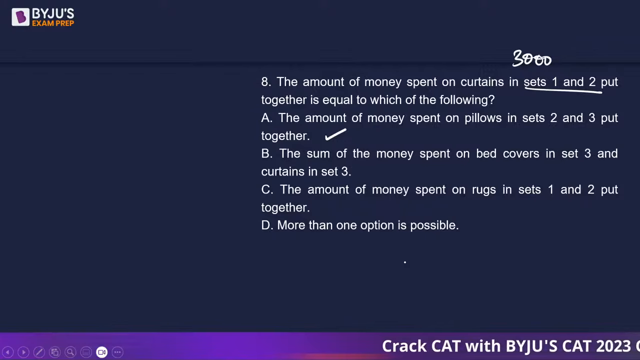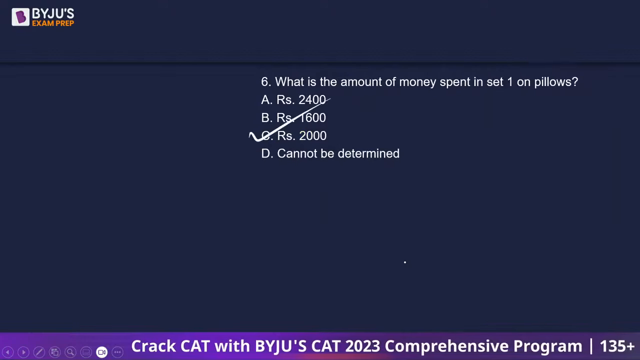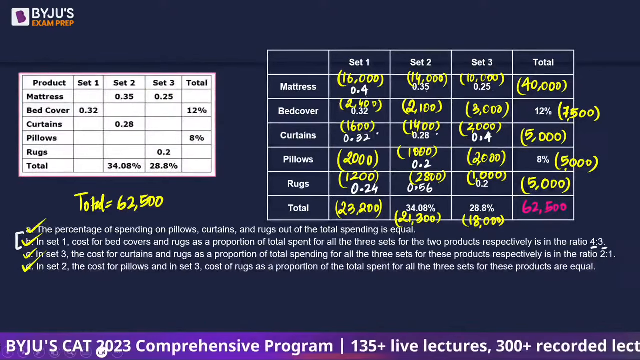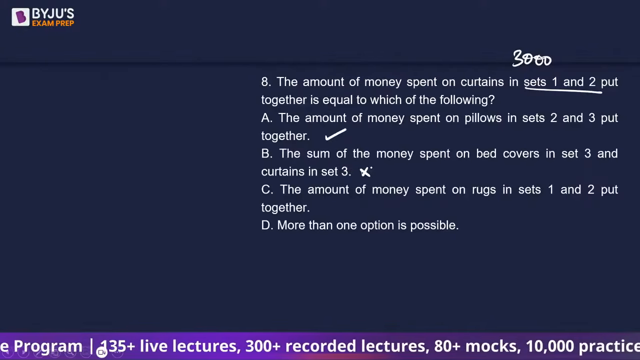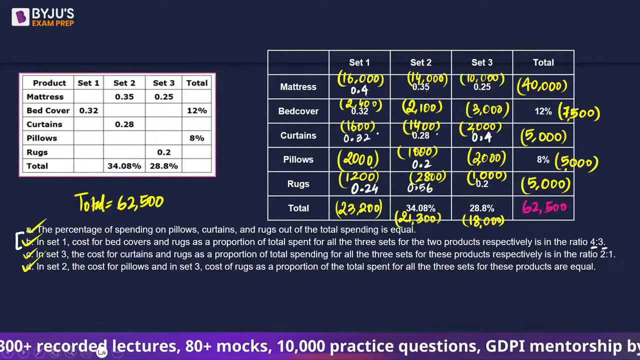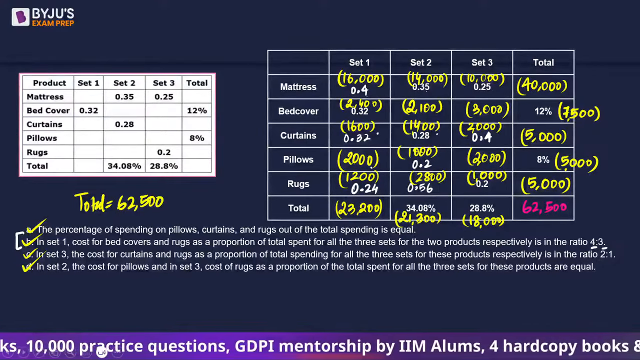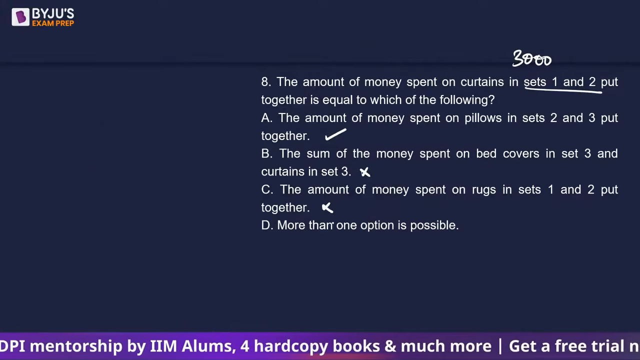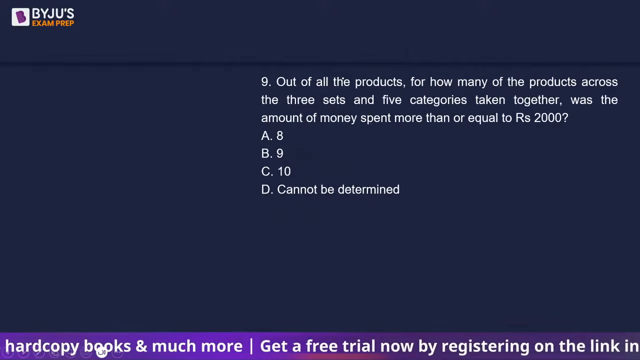B statement says the sum of the money spent on bed covers in set 3 and curtains in set 3. Bed cover and curtains in set 3. Oh no, that is way more than 3000. So ye nahi ho sakta. The amount of money spent on rugs in sets 1 and 2 put together. Money spent in rugs in sets 1 and 2 together. That is 4000, right? ये भी नहीं हो सकता. So the answer is supposed to be option A. A is going to be the answer.